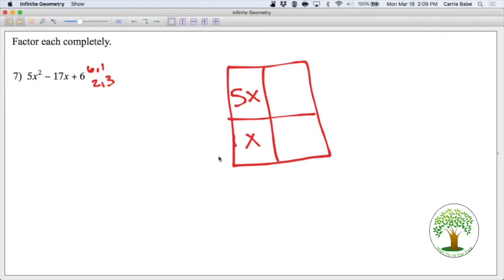Does anybody want to pick either the 6 and the 1 or the 2 and the 3? Does anybody have any ideas? You want to do the 3 and the 2? Yes, ma'am. Don't tell me which one because I want to maybe mess up. So don't write this down. I'm going to do the 2 here and the 3 here.